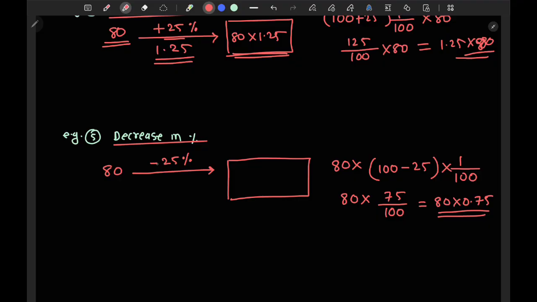Right? That means if the 25 percentage decrease is there, I will just subtract that 25 percentage, that means 0.25 from 1. So can I write 0.75 here? That means the updated price will be 80 into 0.75. So this fundamental is very very basic, and we have to remember it for the coming problems.